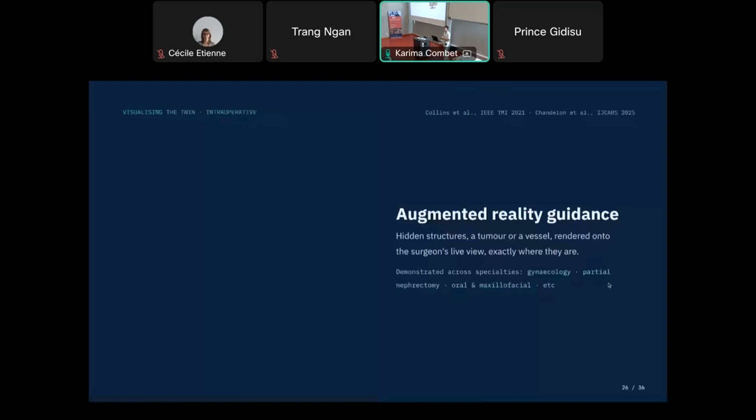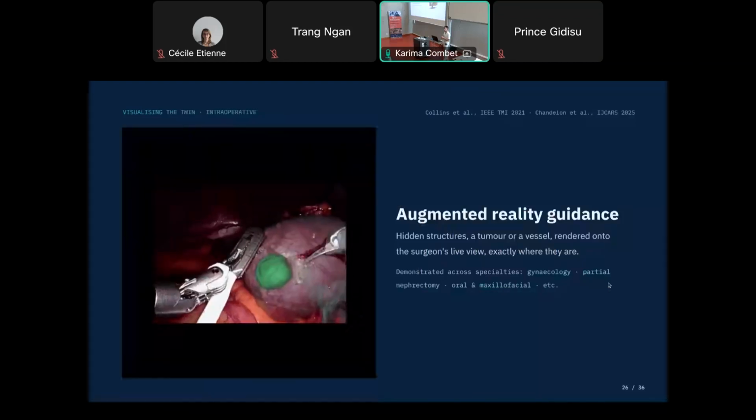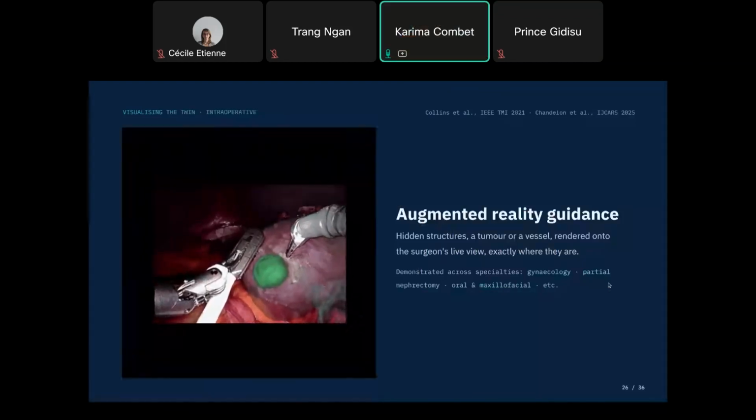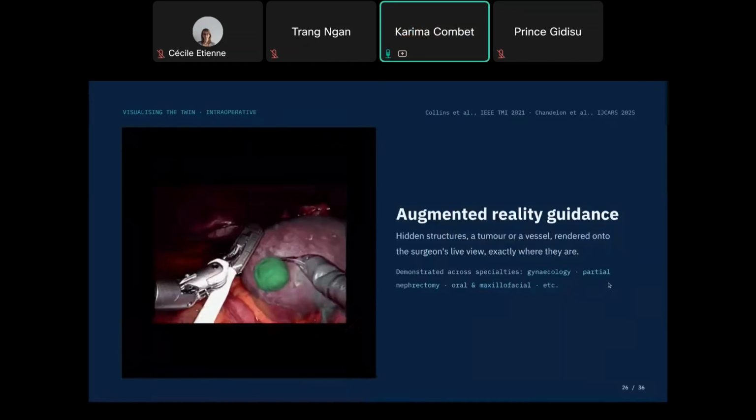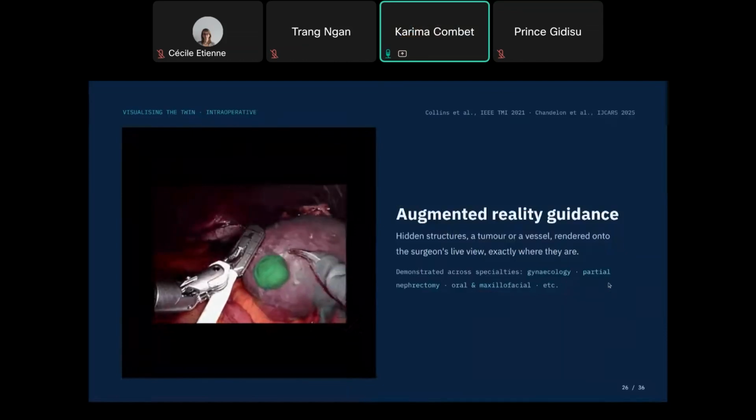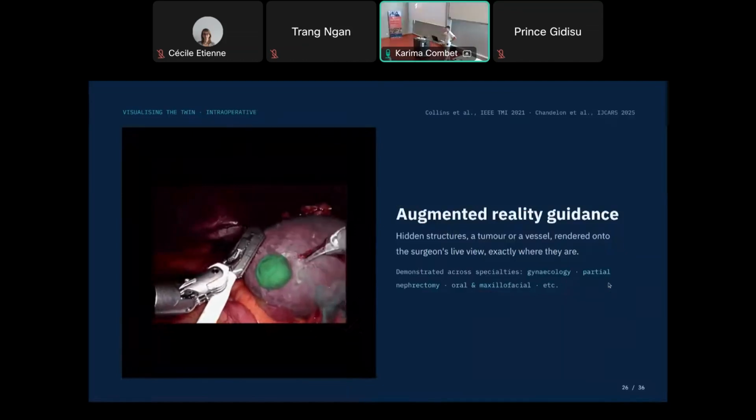And the step after is, okay, we have the twin, we recover the pose with the image, and we have the augmentation live in the OR by transferring the plan from the surgeon, or this plan in mind, to the act during surgery.